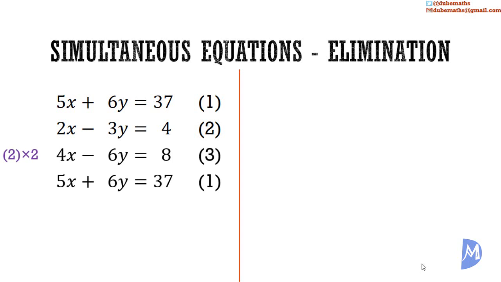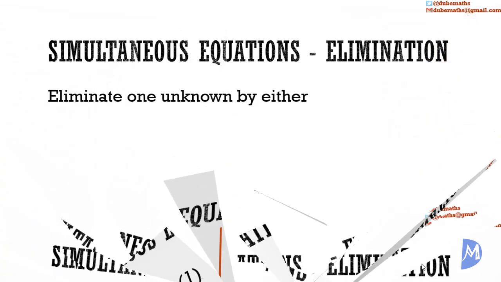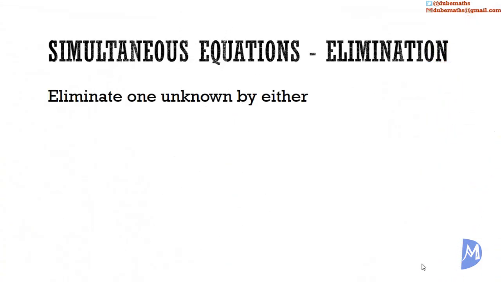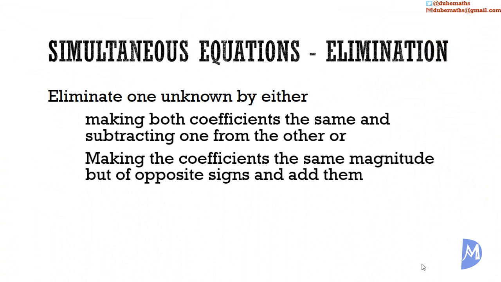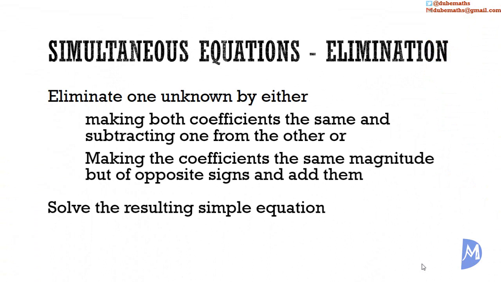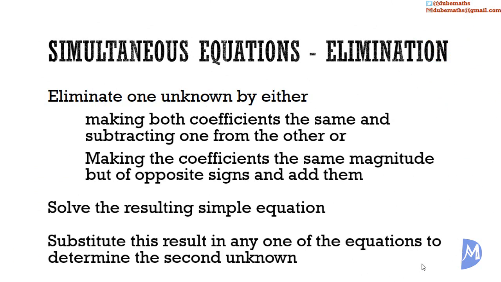Thus, it makes sense to take a second to evaluate both x and y to determine which one is easier to eliminate. So in summary, we eliminate one unknown by either making both coefficients the same and subtracting one from the other, or making the coefficients the same magnitude but of opposite signs and adding them. We then solve the resulting simple equation to determine one unknown, and then we substitute this result in any one of the equations to determine the second unknown.